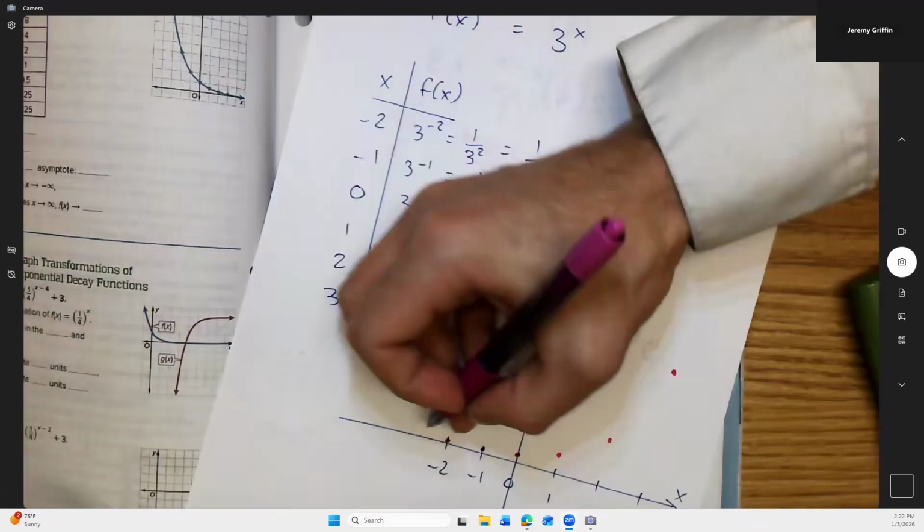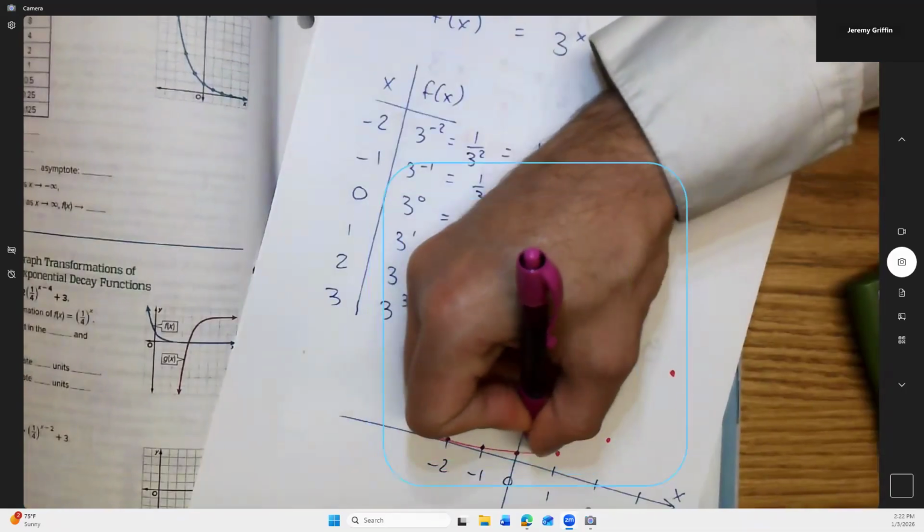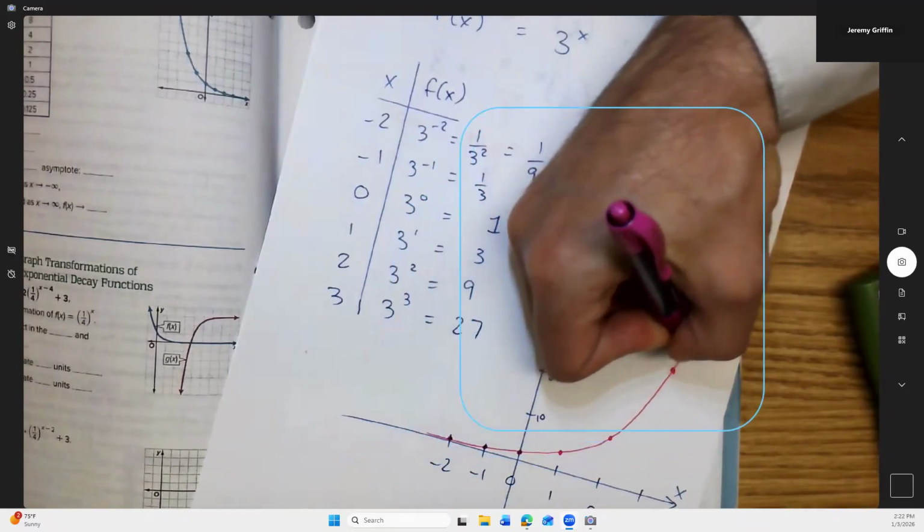Yeah, look at all those points. Look at that nice, ooh, smooth curve going on there. Okay.